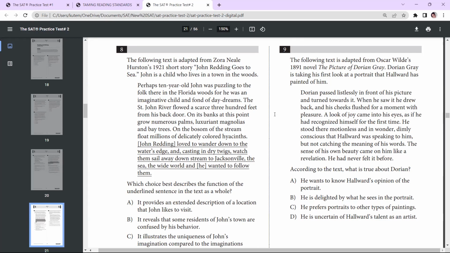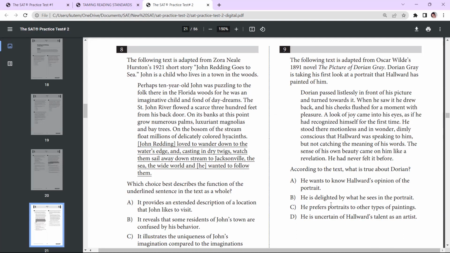Okay, yeah, I definitely agree with B, right? That's all we see. He looked at it, he was so surprised about his own appearance, about his own beauty. So let's disqualify the rest. A says he wants to know Howard's opinion of the portrait. There's a part, where is it? He stood there motionless. He didn't know Howard was speaking to him, so he definitely wasn't listening to Howard. He didn't want to know his opinion. B, we've already looked at B.